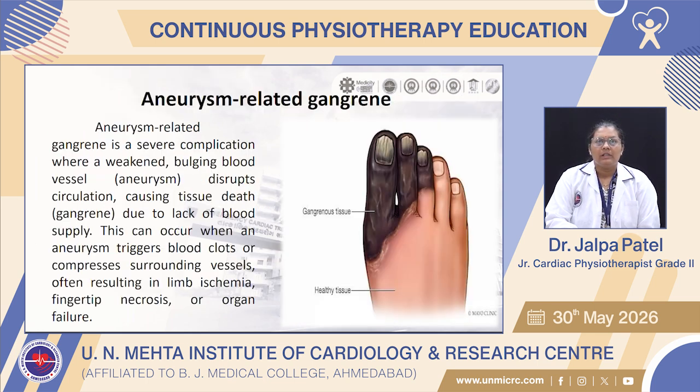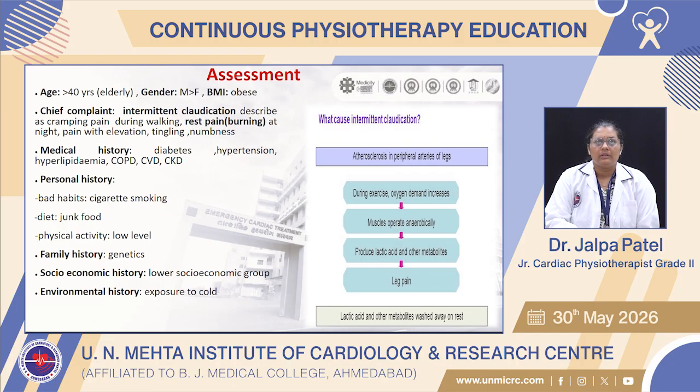Now, aneurysm-related gangrene. It is a severe complication where a weakened, bulging blood vessel disrupts the circulation of blood, causing tissue death due to lack of blood supply. This can occur when an aneurysm triggers a blood clot or compresses surrounding vessels, often resulting in limb ischemia, fingertip necrosis, or organ failure.